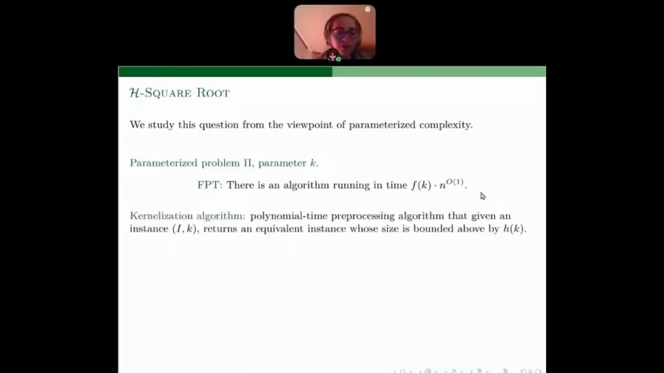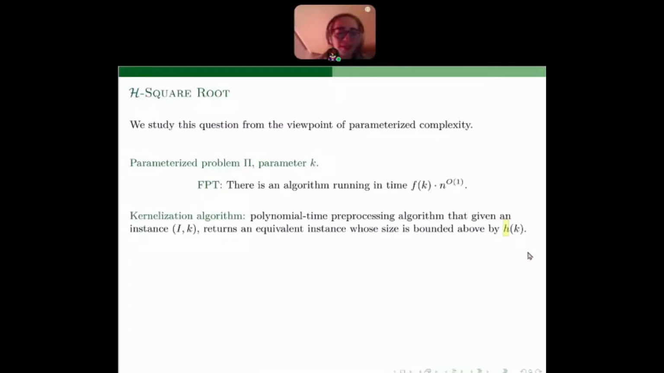The other important definition that I will want to use here is that of a kernelization algorithm. This is a polynomial time preprocessing algorithm that will shrink your instance and output an equivalent instance that has size bounded by a function of K. Usually in parameterized complexity, we are interested in getting FPT algorithms and getting kernels where this function H here is a polynomial. So this is all you need to know about parameterized complexity.